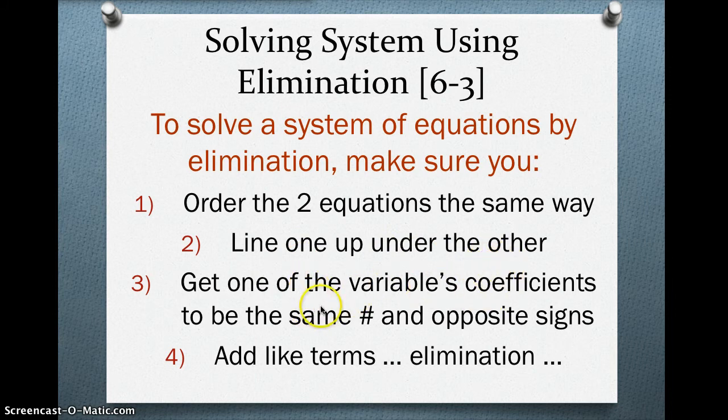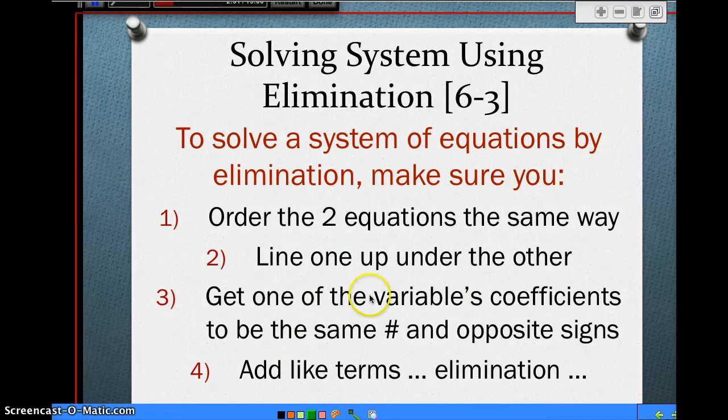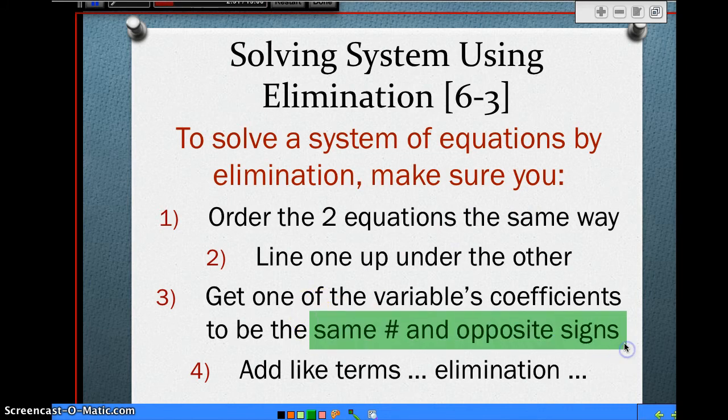Step 3, you're going to get one of the variables' coefficients to be the same number in opposite signs. This part is important. Same number and opposite signs, and I'll explain that more when we get to an actual problem. Then you're going to add the like terms, and you're going to notice that elimination is going to end up happening on one of those variables. So let's go ahead and look at an example.